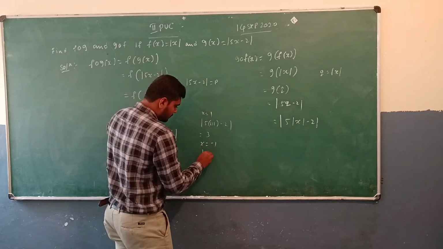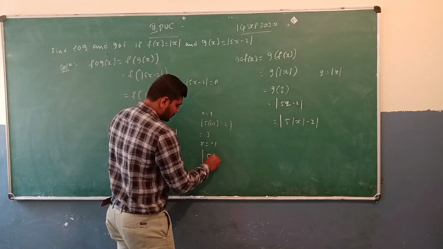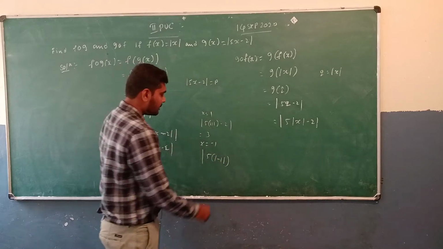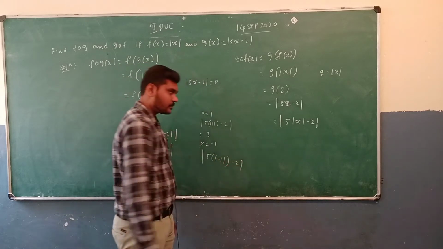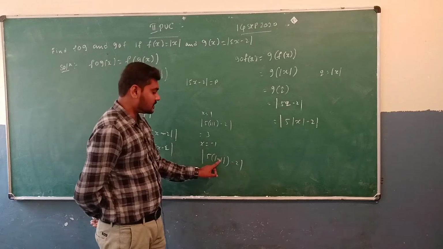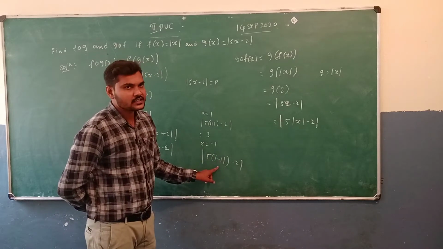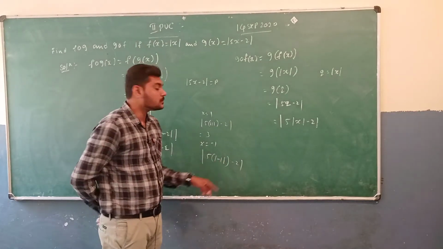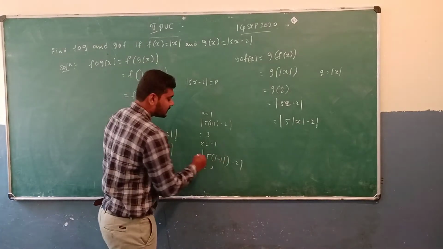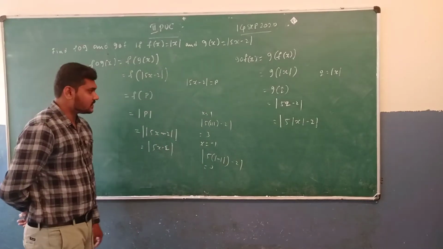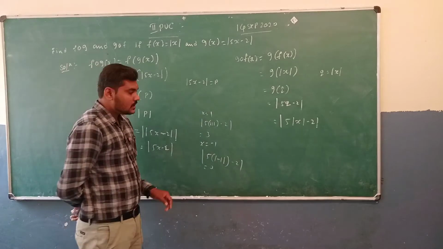5 modulus of minus 1, minus 2. So 5 into modulus of minus 1. What is the value of modulus of minus 1? Again it's going to be 1. So 1 into 5 is going to be 5. 5 minus 2 again it's going to be 3. Is there any difference like that? No.